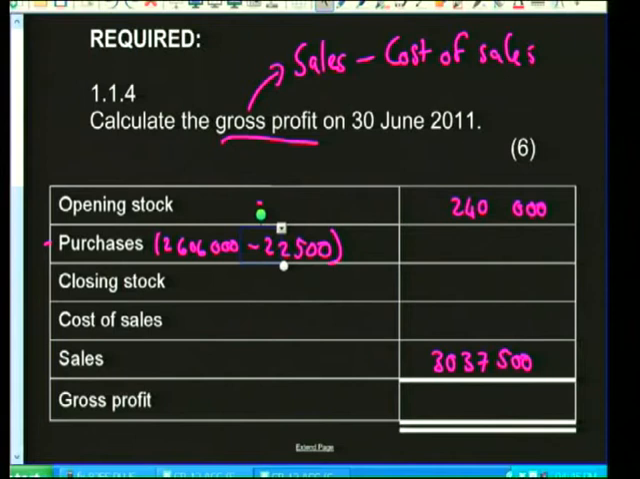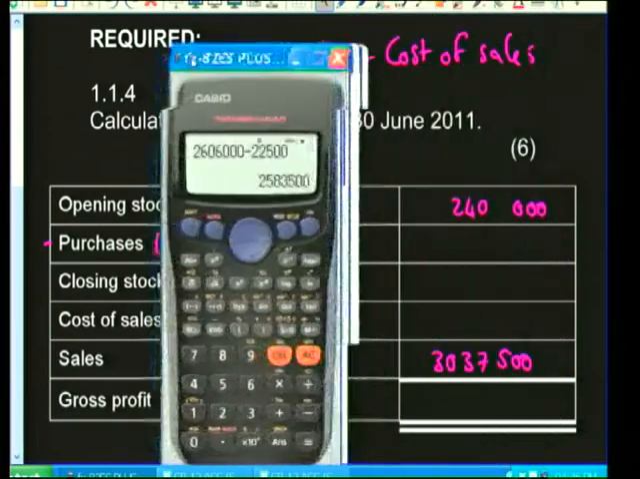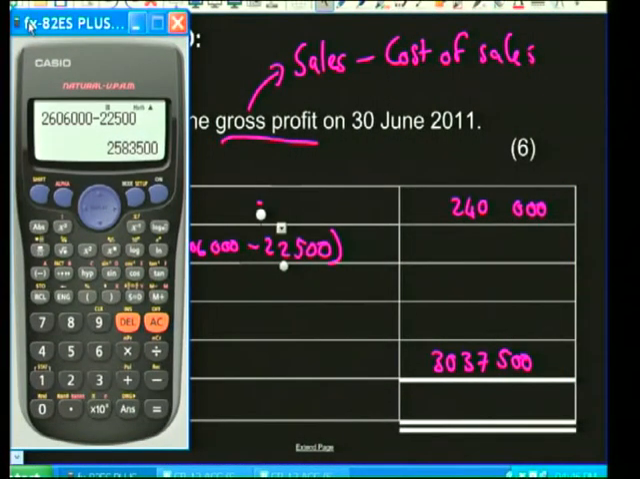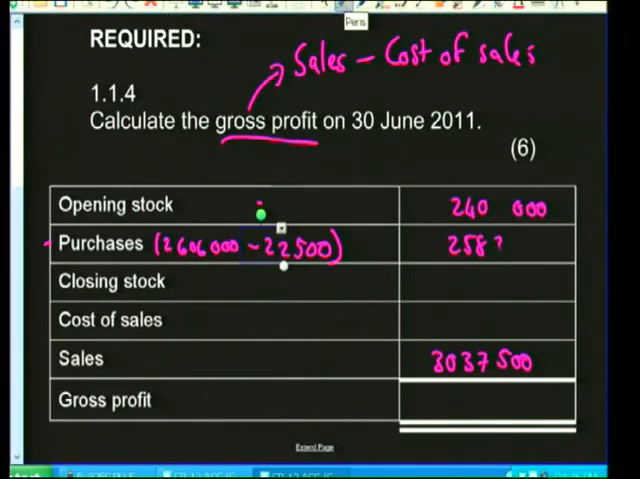So let us do it on the calculator. We're going to say 2,606,000. From that we're going to subtract 22,500. That means that we actually purchased this answer here, 2,583,500. Let me put that answer in the money column, 2,583,500. That represents the total number of bicycles that we purchased during the month.